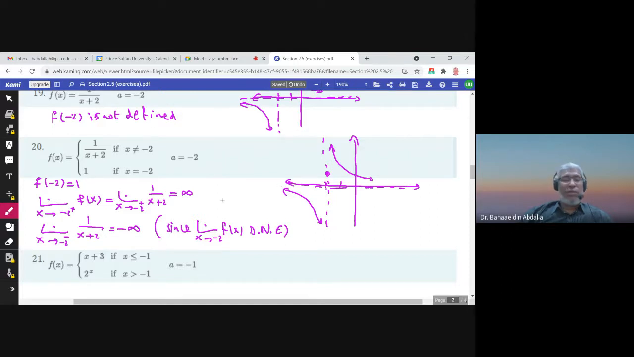Okay, let me remove the asymptote for you to see the graph. So that's the only difference. At -2, f of -2 is 1. There is a closed circle here, which means that f of -2 is 1. But still, the limit does not exist. So it's not continuous.